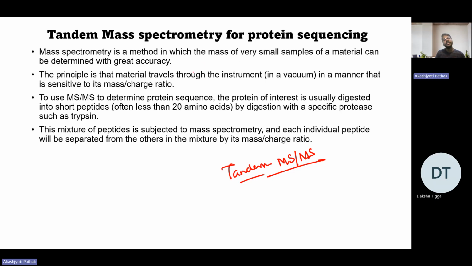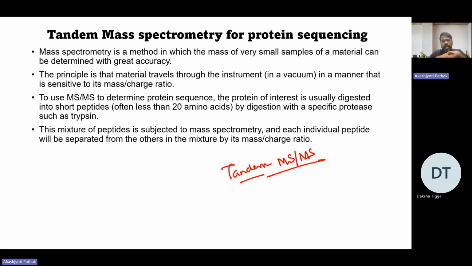The main advantage of mass spectrometry is that a very low concentration of your sample is required. Sample concentration in the range of picomole is enough to determine the molecular mass and to determine the sequence. The principle is that the material travels through the instrument in a manner that is sensitive to its mass to charge ratio. Now, MS/MS is used to determine protein sequence.